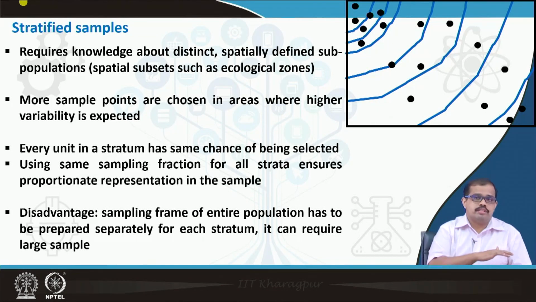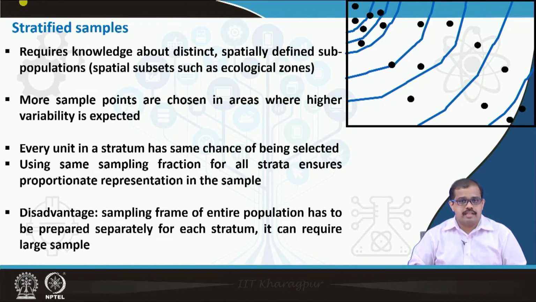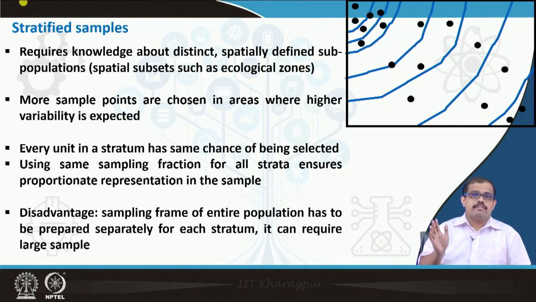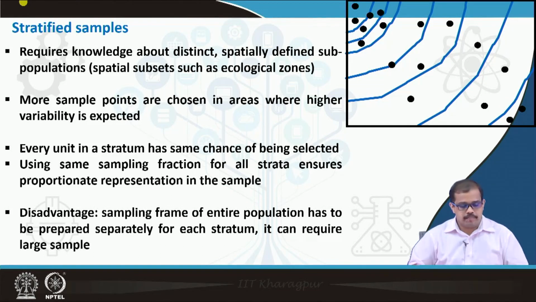Instead, it is rather better to do strategic sampling. More sample points are chosen in the areas where higher variability is expected. For example, rainfall. Where the variability is high, you will look at more sampling points. Where the variability is less, you will look at fewer sampling points. Every unit in a stratum has the same chance of being selected, and using the same sampling fraction for all strata ensures appropriate representation of the sample.